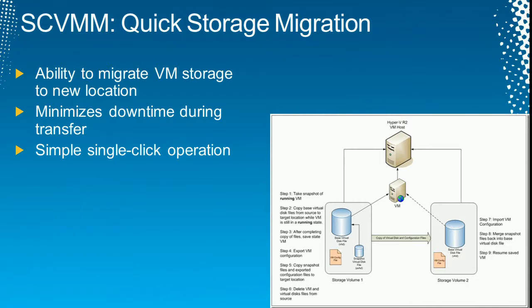The first one is quick storage migration. Quick storage migration gives you the ability to move a running VM between different storage with minimal downtime using a single-click operation. If you're going from a standalone server and you want to move it to a cluster, you could use quick storage migration, from one cluster to another, or from one standalone to another. Essentially, it takes a snapshot of the running VM at that point in time, and after that, starts creating a differencing disk.